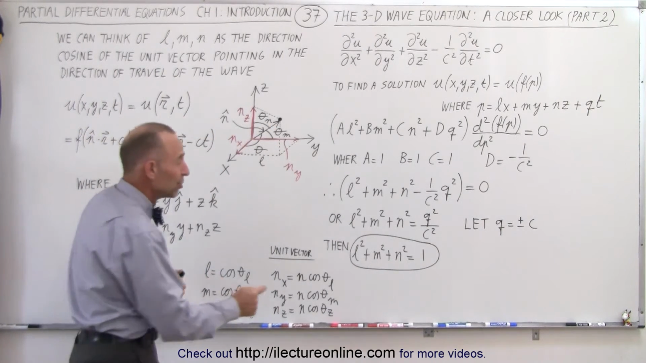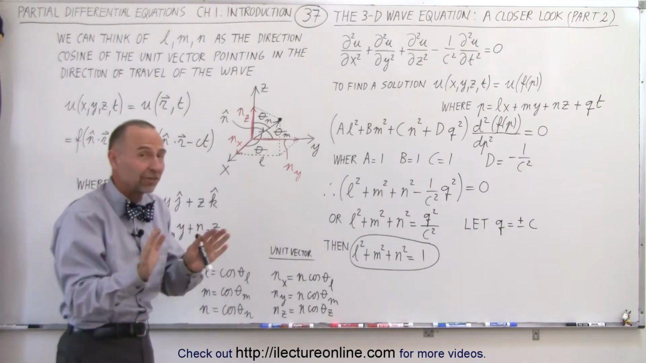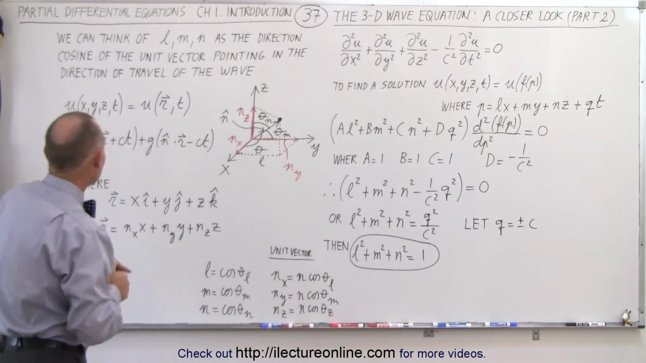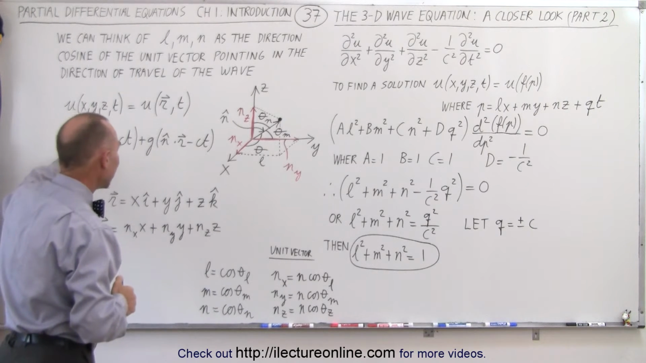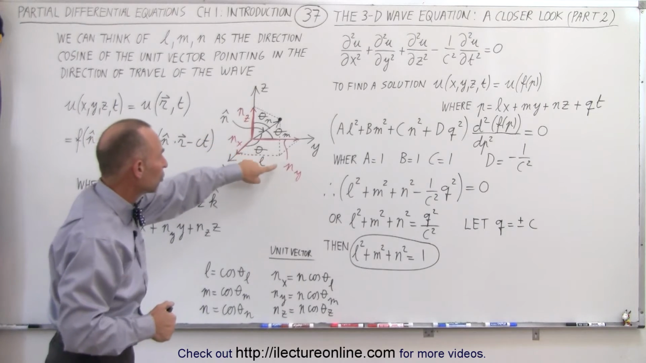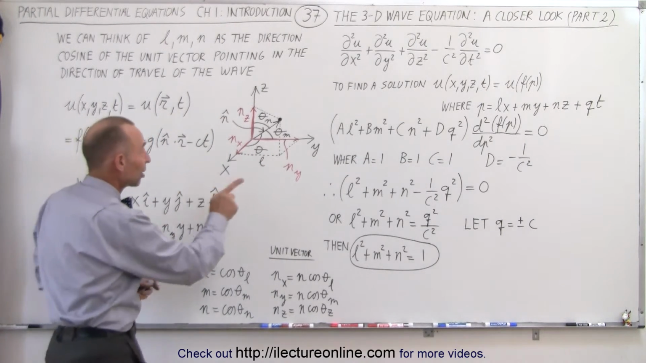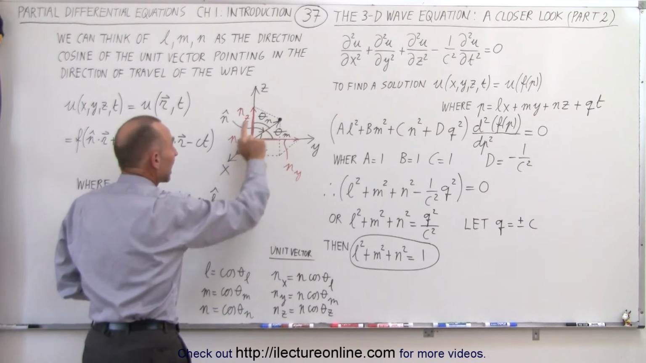Then we also want to define what we call the unit vector n. Unfortunately, we use the letter n here as a constant, and then we have n as the unit vector. Those are not the same thing. But the unit vector n can be described as three components, the unit vector in the x direction, the y direction, and the z direction, which is basically the projection of the unit vector onto the three axes.